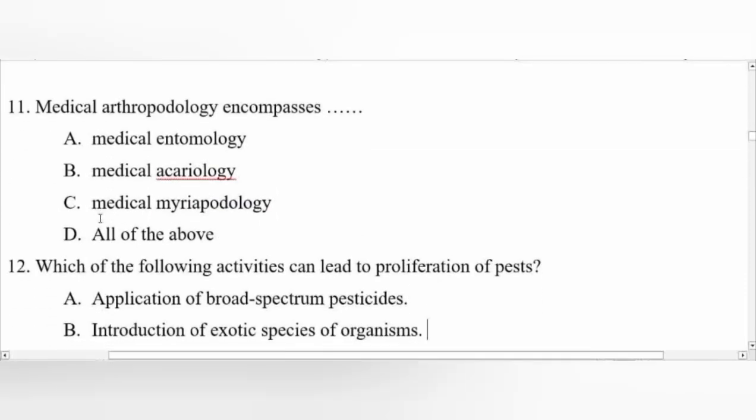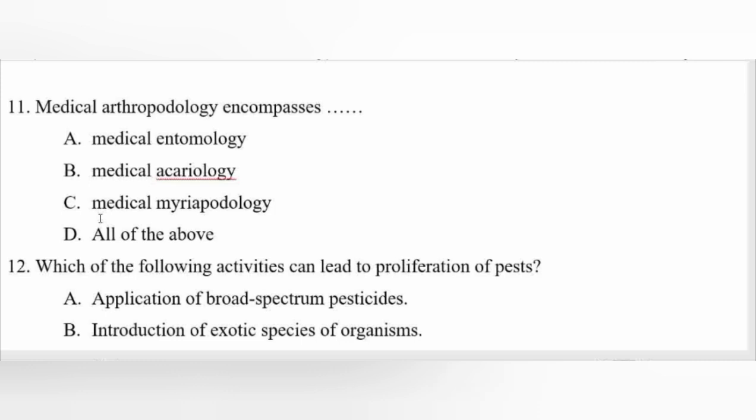Question number 11. Medical anthropology encompasses. Okay, so this one we are supposed to talk about what constitutes medical anthropology. The first one is medical entomology. Yes, insects are part of arthropods. So medical entomology is part of medical anthropology.